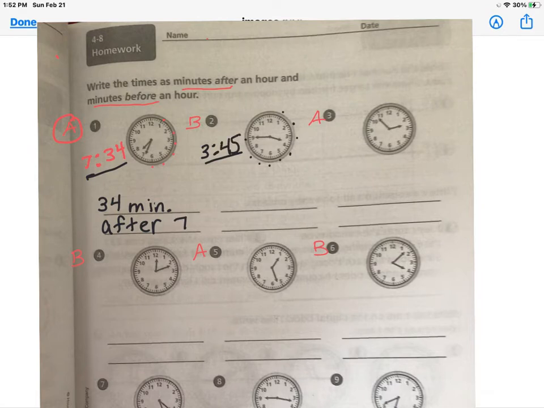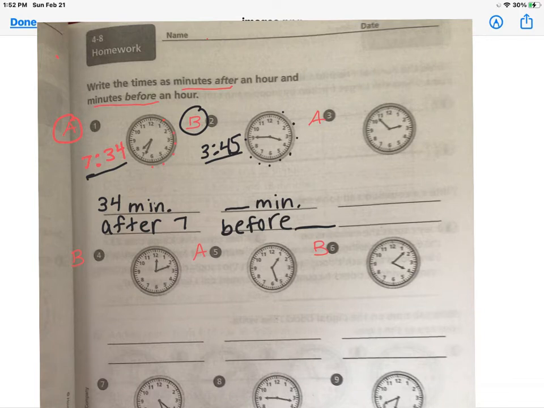Okay, now remember, we are going to do minutes before on this one. So let me show you how that changes. So you're going to have a number, and then it's going to say minutes before this time. Remember on the first one we did minutes after. And then your other number right there. So let's talk, if it's minutes before the hour, let's talk about how we're going to say that.